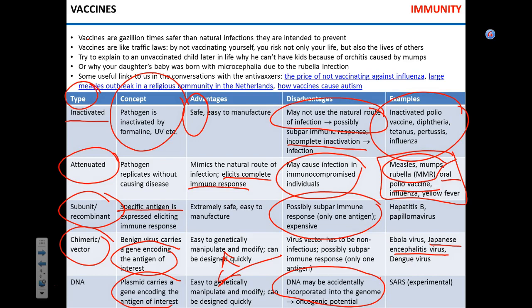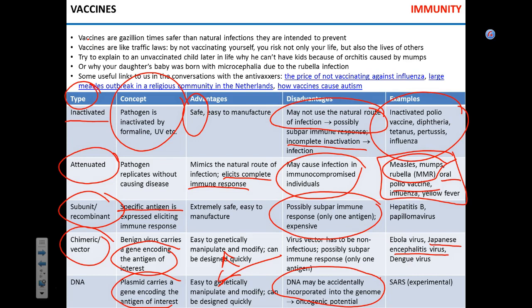Unverified reports suggest that the SARS vaccination that happened in China was done by a DNA vaccine, because the Chinese government doesn't really care. They needed to curb the spread of the disease, and they did. Okay?